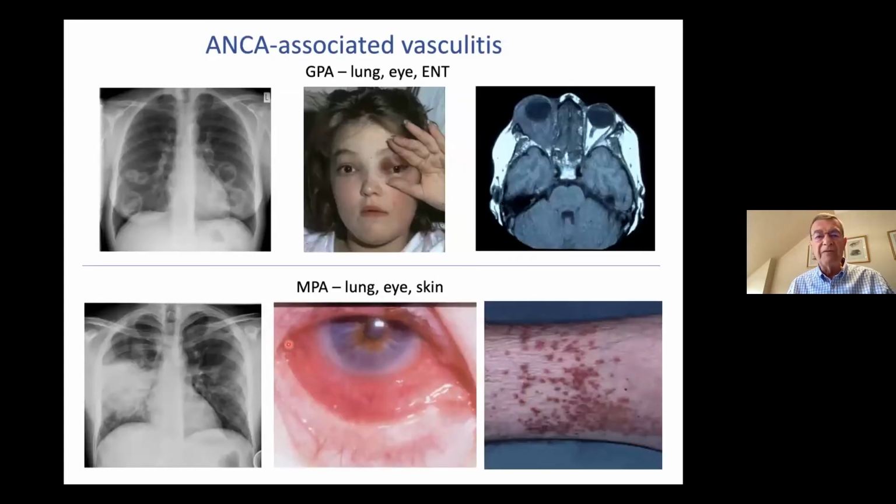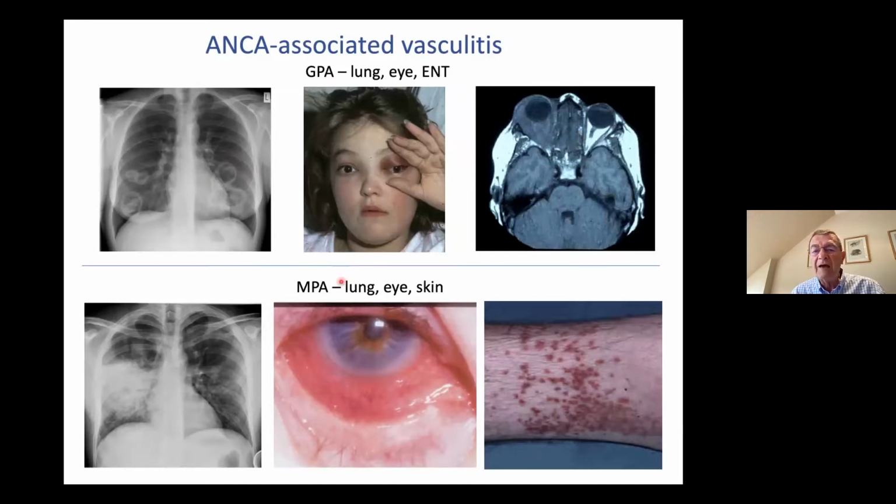Other organs commonly affected include the lungs, and GPA particularly causes granulomatous lesions of the lungs, as shown in this image here. And it also commonly affects the eye and the nose. You'll see in this patient here, the CT scan shows a retroorbital granuloma and destruction of the nasal bones.